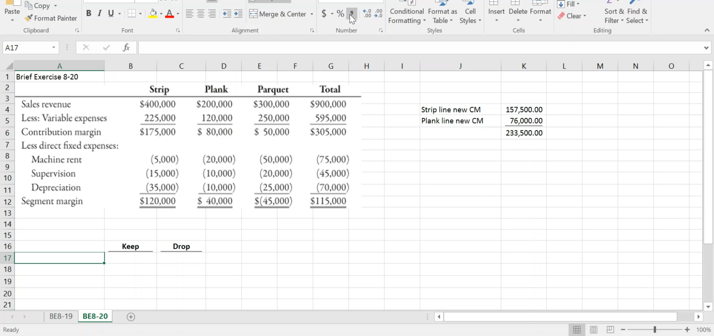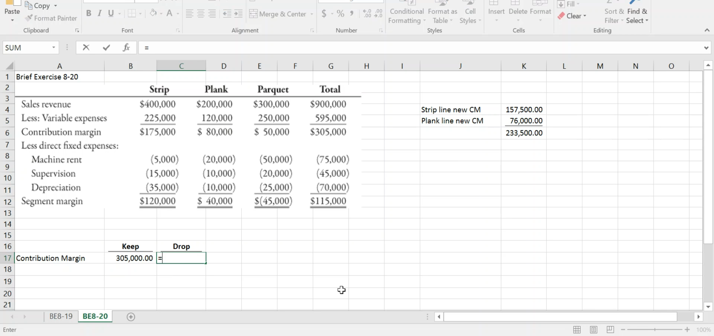Since we are dealing with complementary effects, I can't just look at what the effect is on the Parquet line. I have to look at the company in total. So if I keep all three of my product lines, I'm going to have $305,000 in total for contribution, which we see right here. My strip and plank lines are not affected. They're not going to drop at all. And we still have our Parquet flooring line.